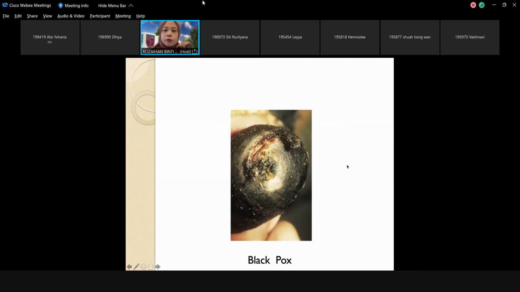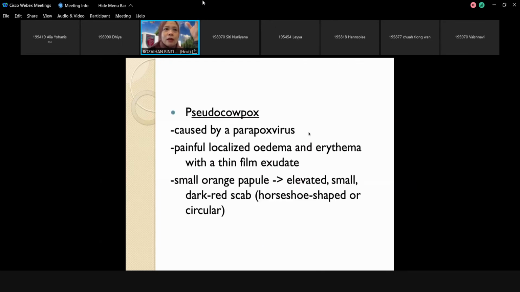So this is an example of black pox. Okay, it's an ulcer, but in the middle here is a discoloration, a black discoloration. Bear in mind that sometimes animals have pigmentation of the teats. Sometimes the teats would appear blackish in color. So don't confuse that with gangrene. Just make sure that some animals do have pigmentation, but it doesn't mean anything. It's just the color of the skin.